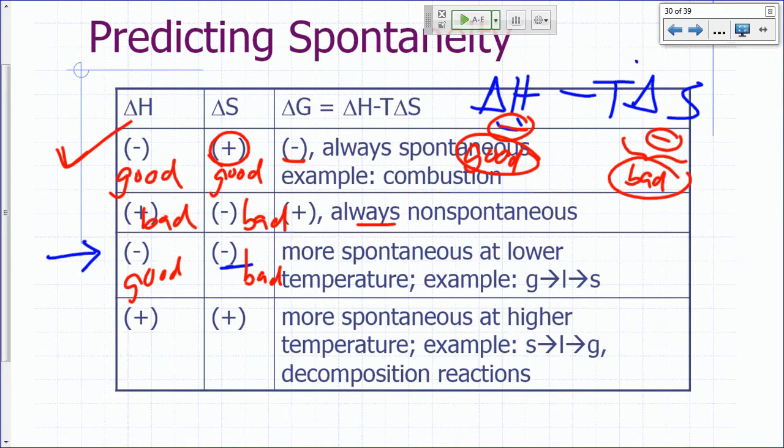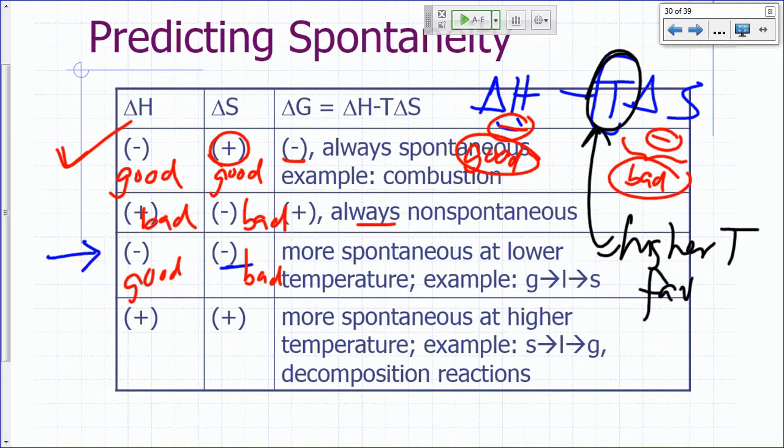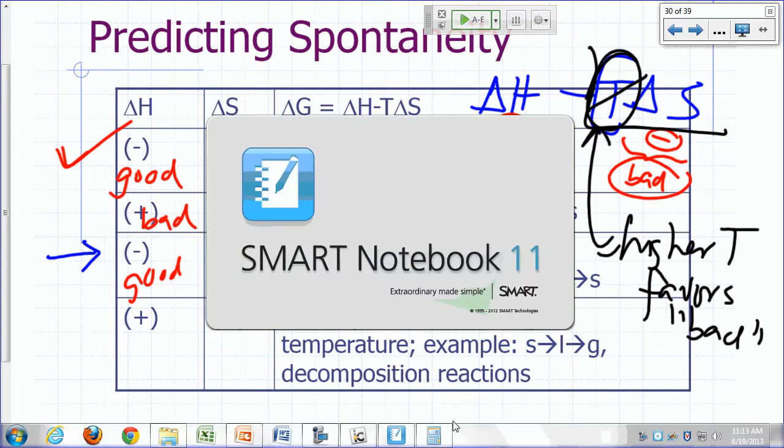So what happens at high temperature? Higher temperature favors the bad, right? So that means it's more likely to be spontaneous at low temperature. What happens if this thing goes to zero? Then it's just going to be good. The rest of it is good, right? So these are more spontaneous at lower temperature.